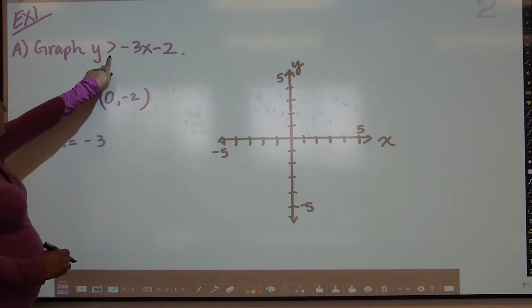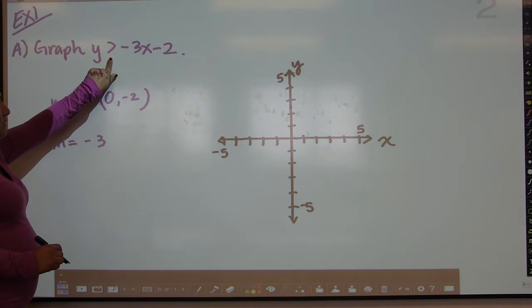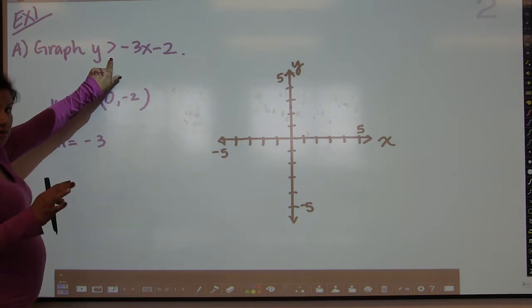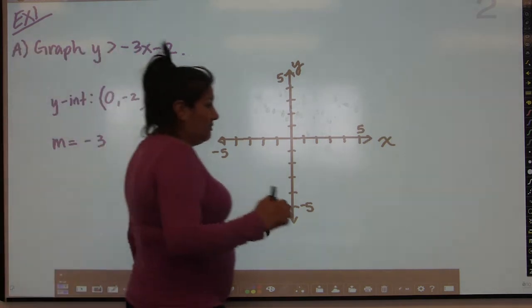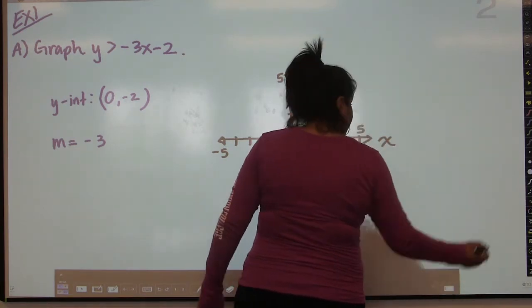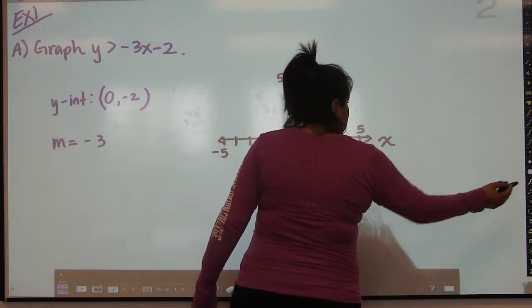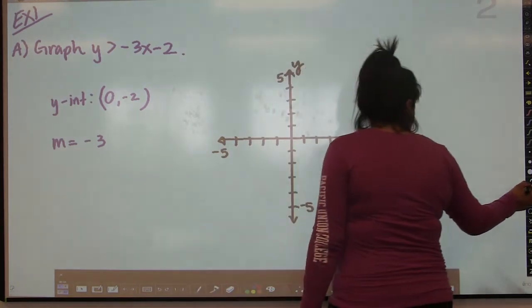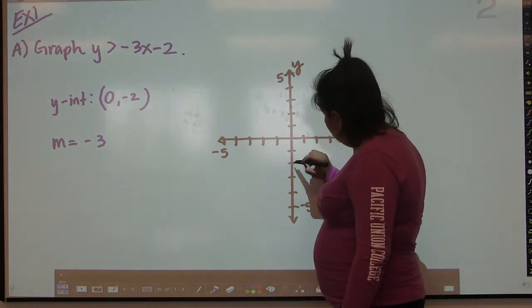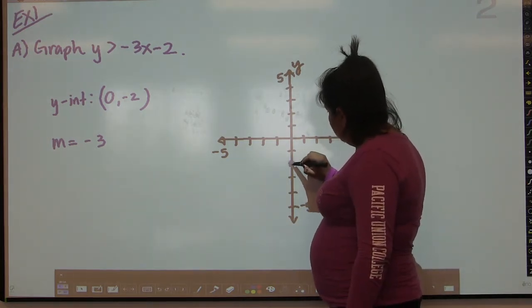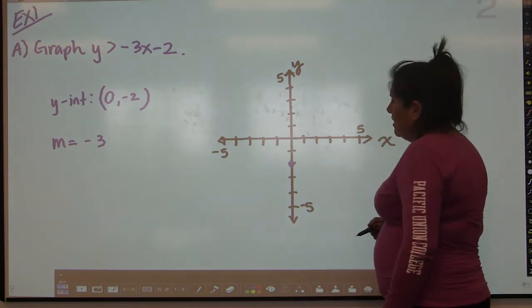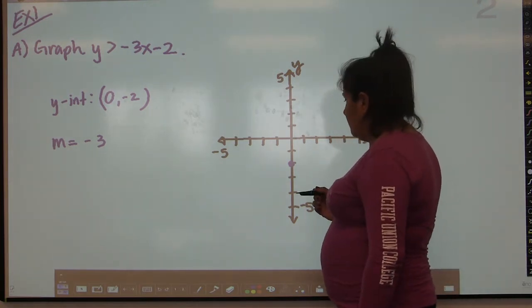You will notice that this is a greater than symbol, and as we said before, greater than has no equal to, which means that we're going to be using a dashed boundary line. So first I'll plot those points here. So here's my 0, negative 2. There is my y-intercept. And my slope is negative 3.